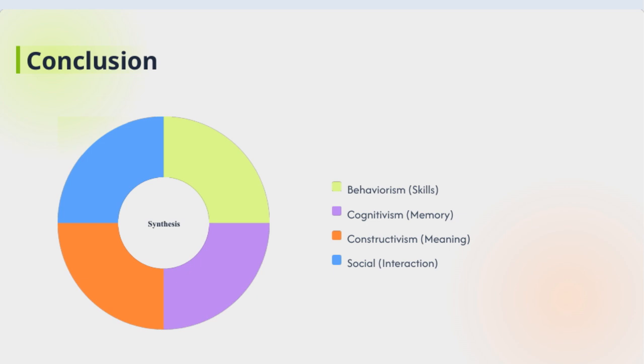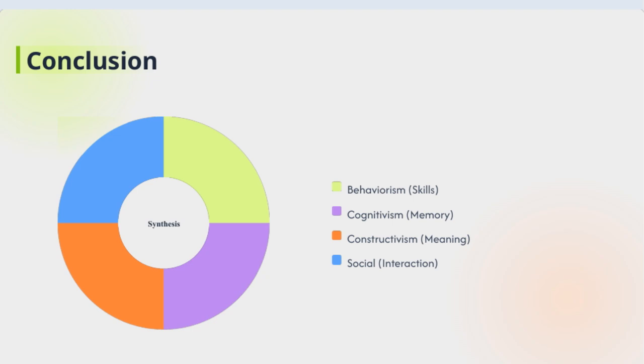Now, as we come to the final slide, let's look at how different learning theories come together to give us a comprehensive understanding of effective education. First, we have the social or interactionist approach, which emphasizes the importance of social context and interaction in learning. It highlights that we often learn best through collaboration, discussion, and shared experiences.